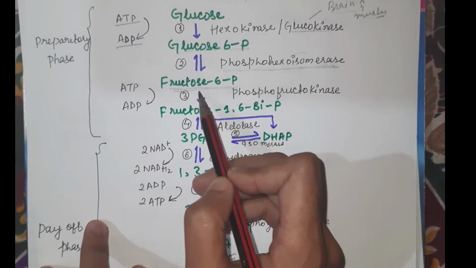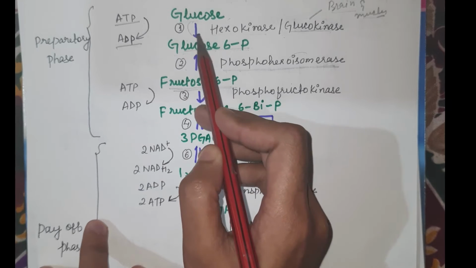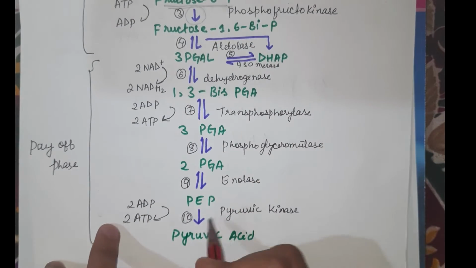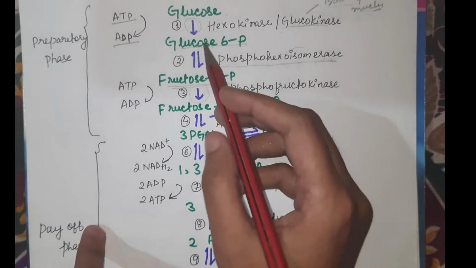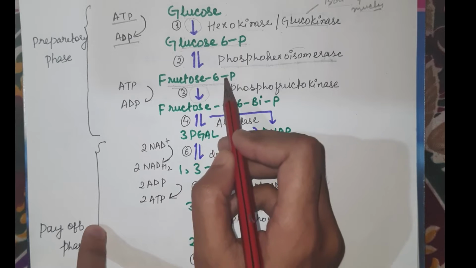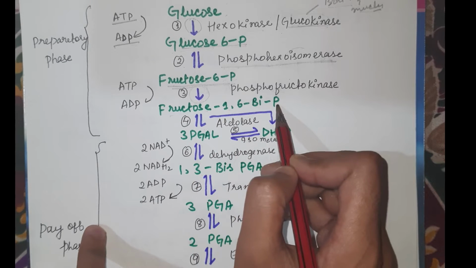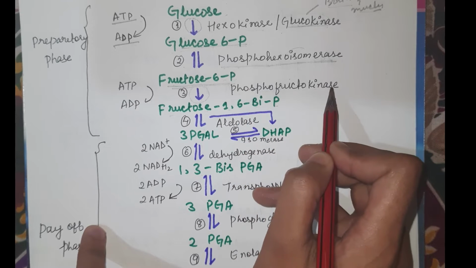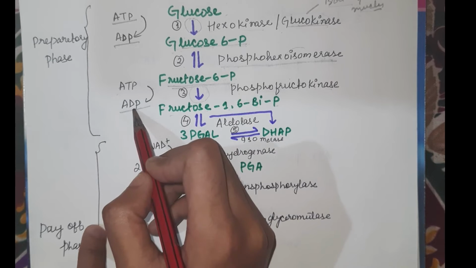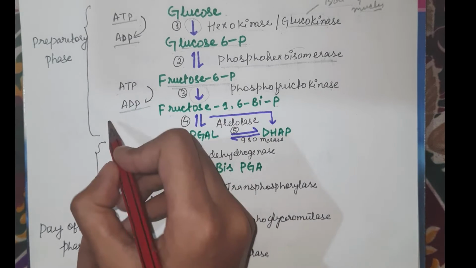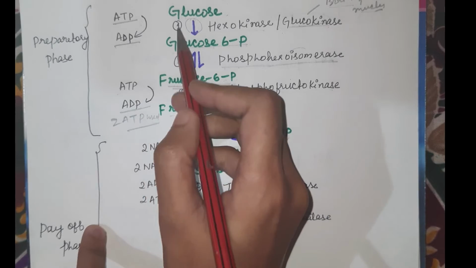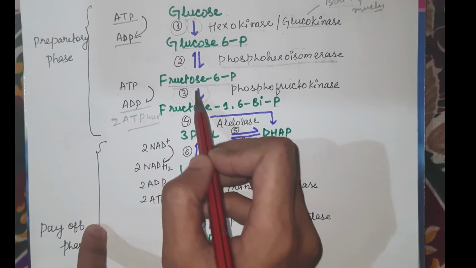Now the third step is an irreversible step; the first step is irreversible, the third step is irreversible, and the 10th step is also irreversible, but all the other steps are reversible. In the third step, fructose 6-phosphate is converted into fructose 1,6-bisphosphate in the presence of phosphofructokinase. Here 1 ATP is converted into 1 ADP. So basically 2 ATP are used: 1 ATP in the first step and the second ATP in the third step.